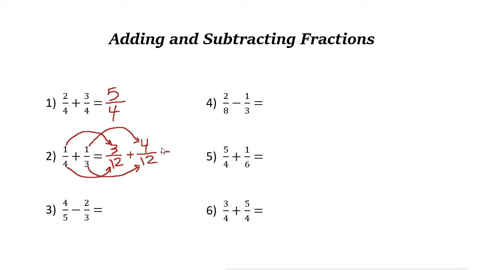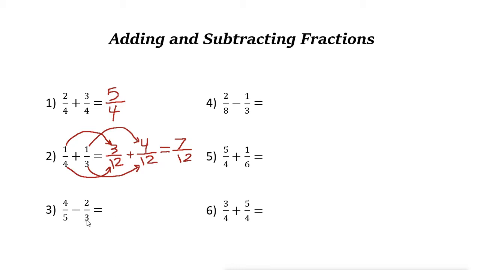Now we have a common denominator. The common denominator is 12. And the numerators, 3 plus 4 is 7. 7 over 12 is the answer. Let's take a look at the next example.